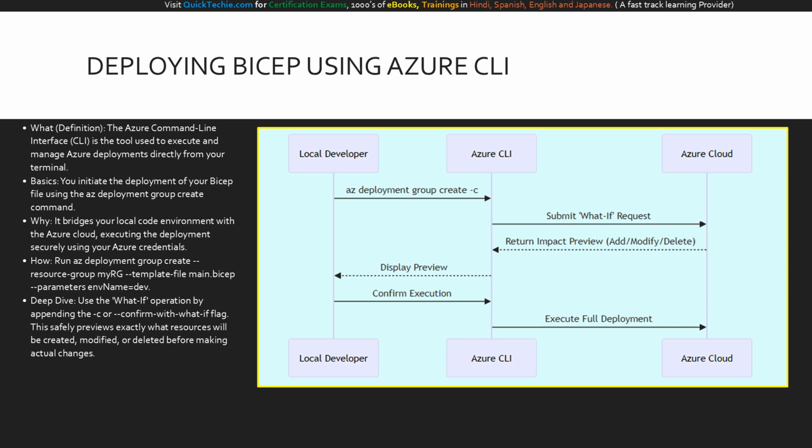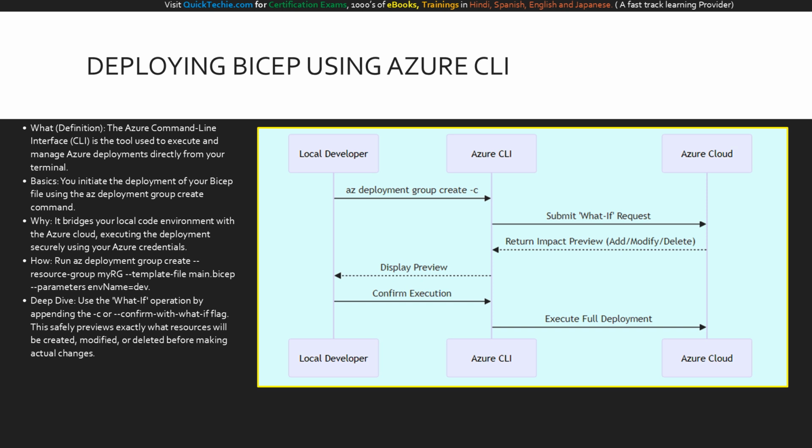But here is an expert tip: never deploy blindly. Always use the what-if operation by appending that -c flag to your command. What-if acts as a simulation. It queries Azure and returns a detailed, color-coded preview of exactly what will be created, what will be updated, and, crucially, what might be deleted. You review the simulation, confirm it is safe, and only then does the deployment proceed.